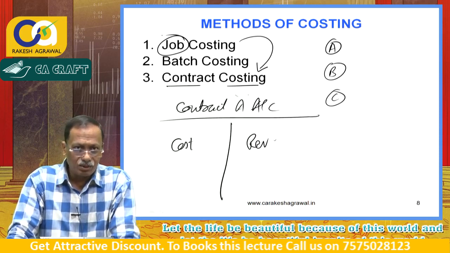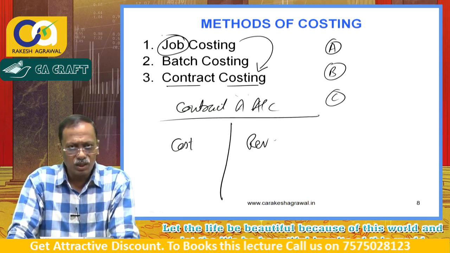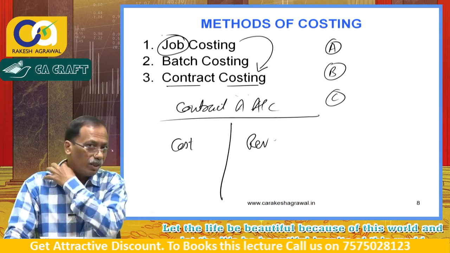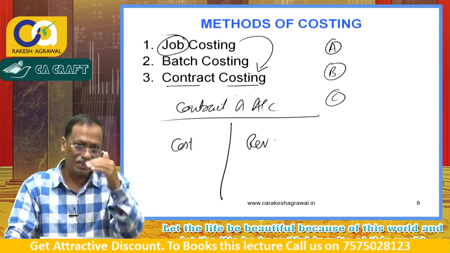You might be having the answer to this. Job costing and contract costing are very similar, but still there are two different methods. The reason is, in job costing, the time required to complete the job is less. Less means less than 1 year.